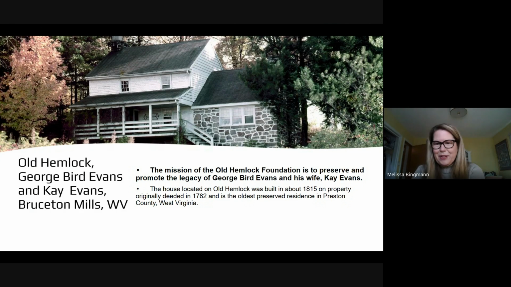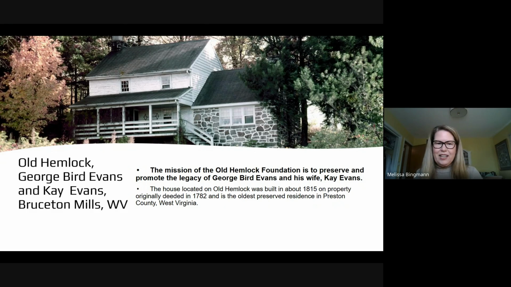So now I want to give an example of a site in West Virginia. It's an amazing site, very complex, very rich in its historical significance. There's a lot going on at Old Hemlock. So George Bird Evans was an author, a hunter, a dog breeder. There's an old hemlock grove there. The house is, it says, the oldest preserved residence in Preston County, West Virginia. So when I first met the director, his name's Lee Graffius, he asked me, what should we do at this site? And honestly, I was at a loss because there's so much going on.